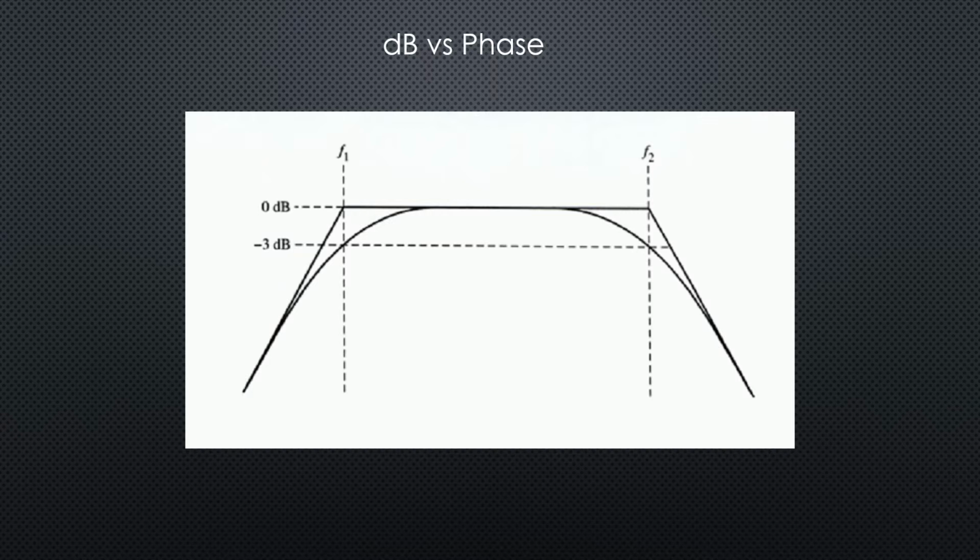And these are generally broken up between FC low and FC high, which is the minus 3 dB point to the next minus 3 dB point, and that is considered our bandwidth. F1 in this picture represents the FC cutoff low, and F2 represents the FC high or cutoff high.